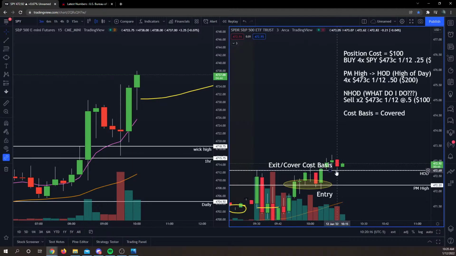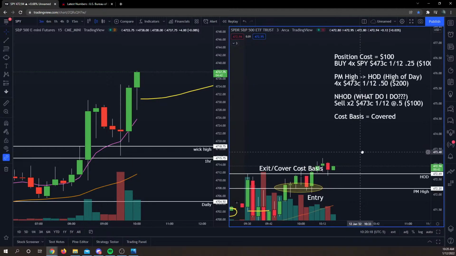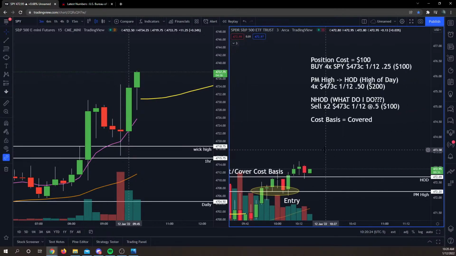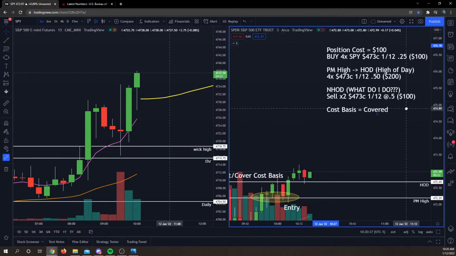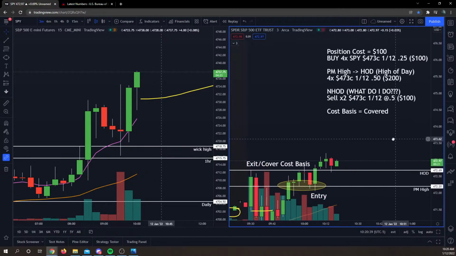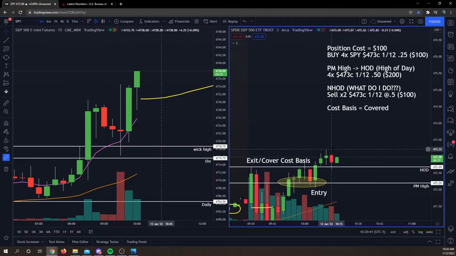Now we're taking it to our exit at high of day, and covering our cost basis on that pop. So we've covered at high of day. 4 contracts were worth $200. What we did is we sold 2 for $100, 0.5 each. We've covered our cost basis. So now you can essentially let your contracts run.